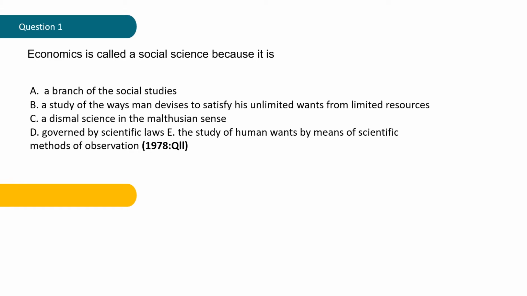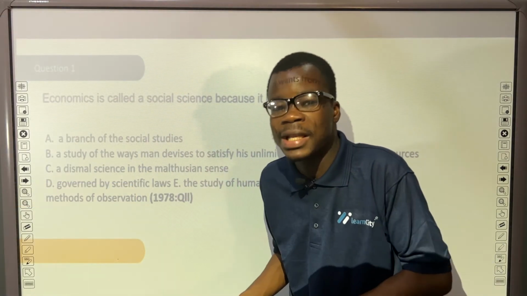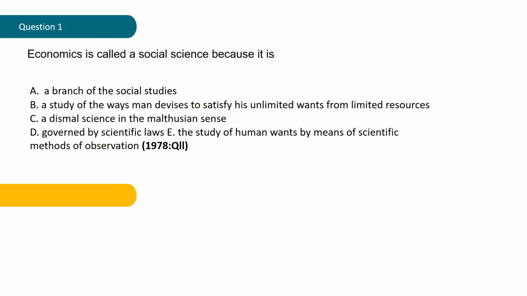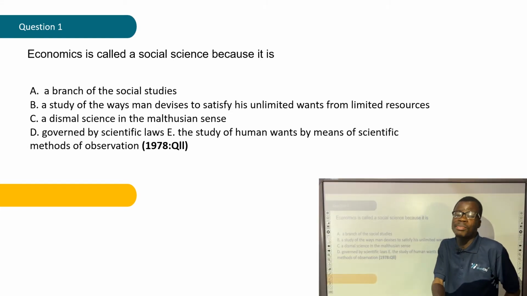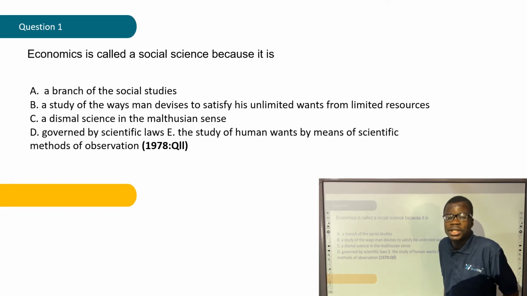Because it is dash. Actually, when you look at all the options provided there, they are attributes of economics. They are features of economics in one way or the other. But there will always be one answer that best suits the question. In every option you are given, there will always be one answer that best suits the question. Let's look at it. Option A says, because economics is a branch of social studies.